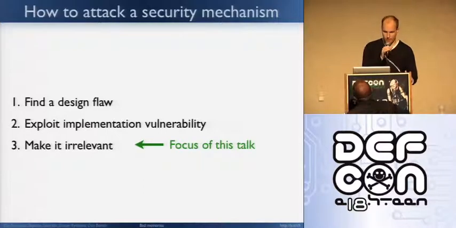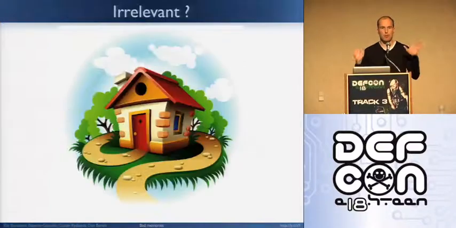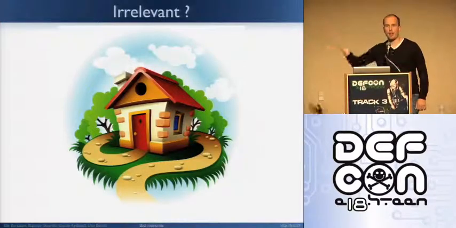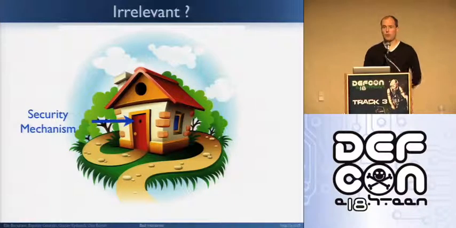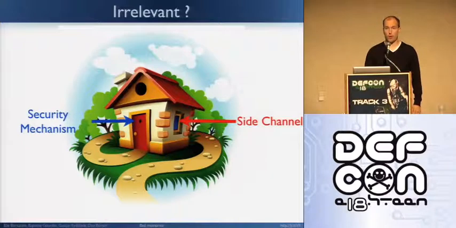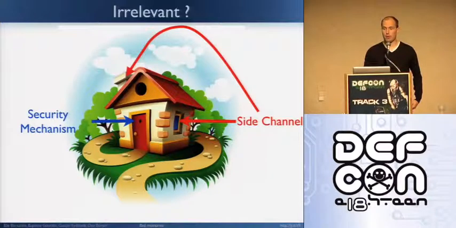So, what do we mean by irrelevant? For a second, bear with me. Let's assume you have this nice house in Wonderland, and of course you like your house, so you're going to prevent people from trying to break into it. The way you do that is you have a nice security mechanism, which is a door. So the bigger the door, the more secure you are. But a clever attacker might try to do what we call a side channel, which is the focus of this talk: try to break through the windows or the roof, right? So that's what we call a side channel.